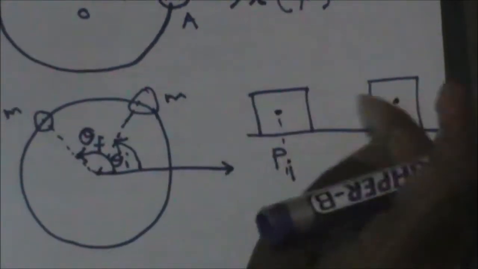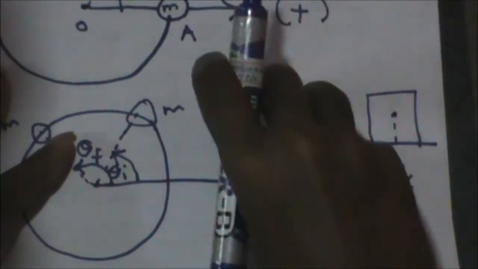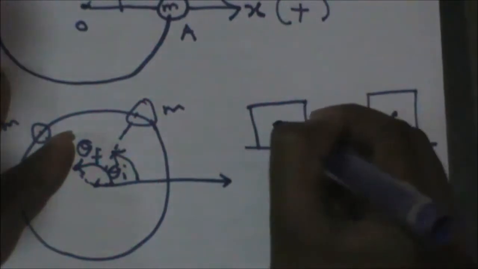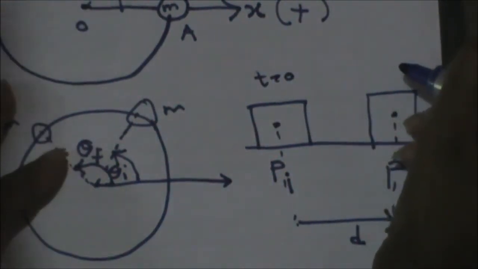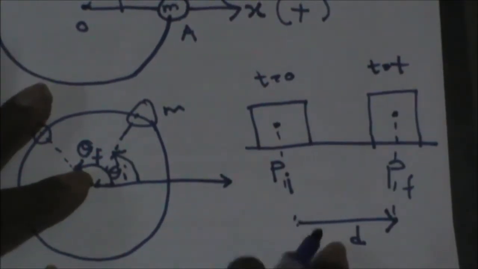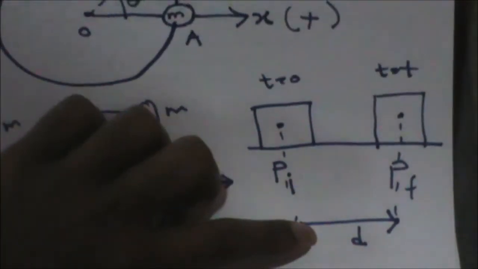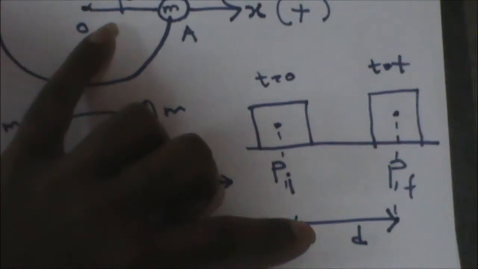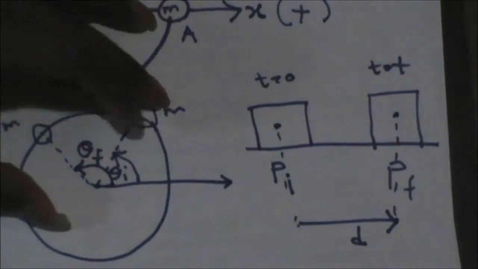So in translational motion, the displacement is how far it moves in a given unit of time. So this is t equals 0, and this is t equals t. Within a time t, it has moved a distance. This is a translational displacement, or the normal displacement we have been talking about in Newton's laws and the other concepts of straight line motion. And in angular motion, it's the same.